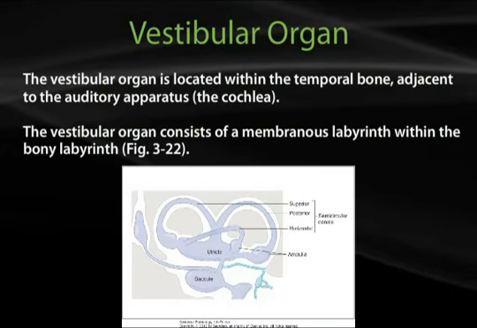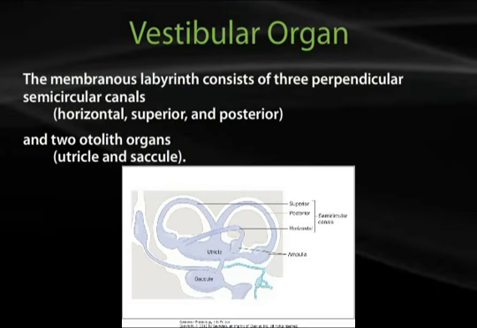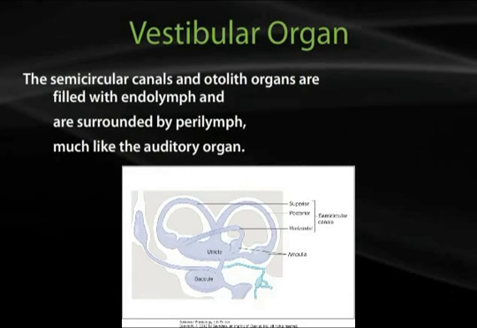The vestibular organ is located within the temporal bone, adjacent to the auditory apparatus, the cochlea. The vestibular organ consists of a membranous labyrinth within the bony labyrinth. The membranous labyrinth consists of 3 perpendicular semicircular canals, horizontal, superior, and posterior, and 2 otolith organs, utricle and saccule. Semicircular canals and otolith organs are filled with endolymph and are surrounded by perilymph, much like the auditory organ.